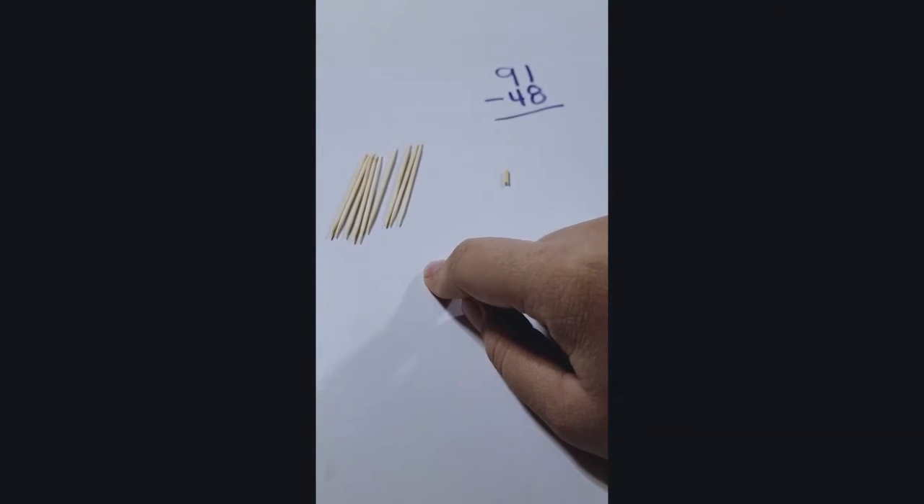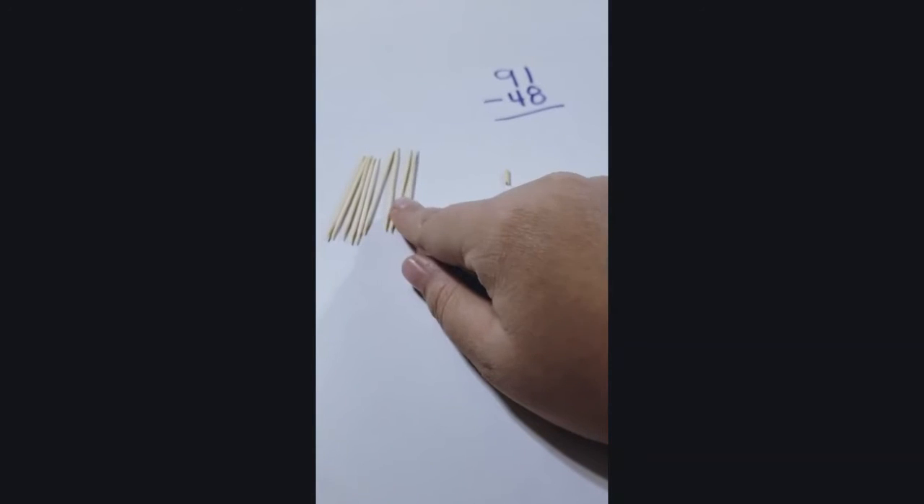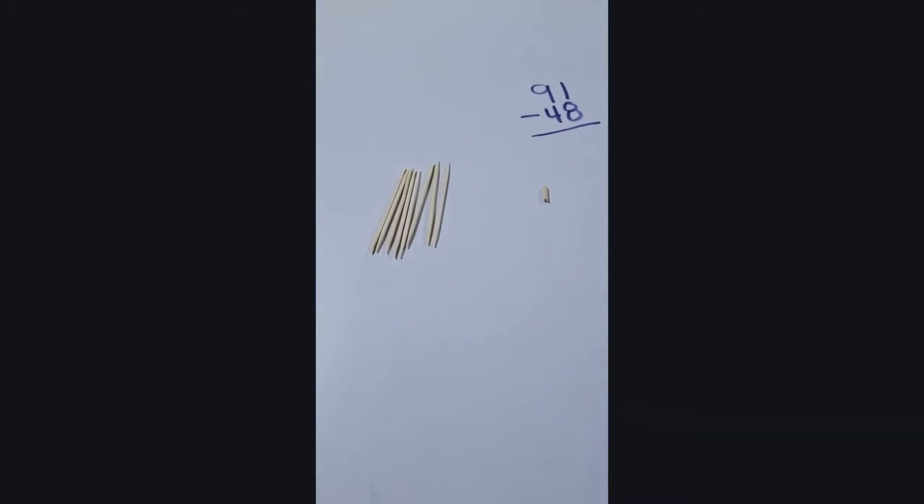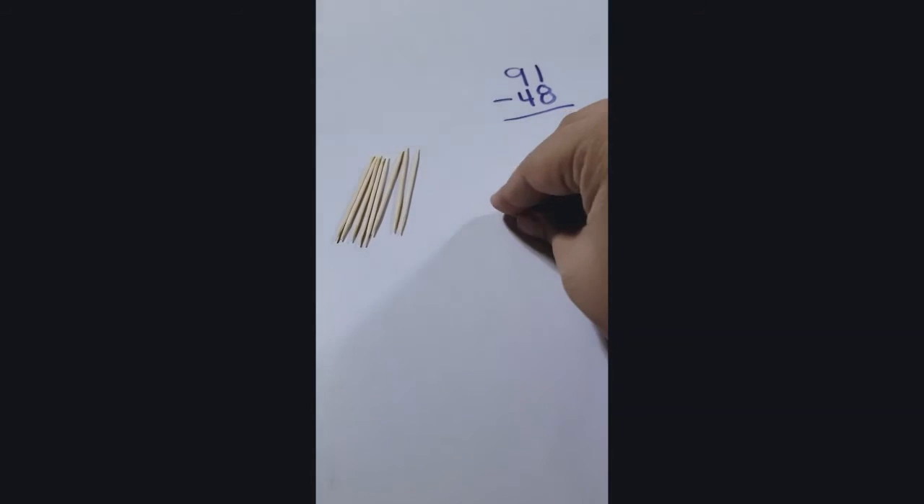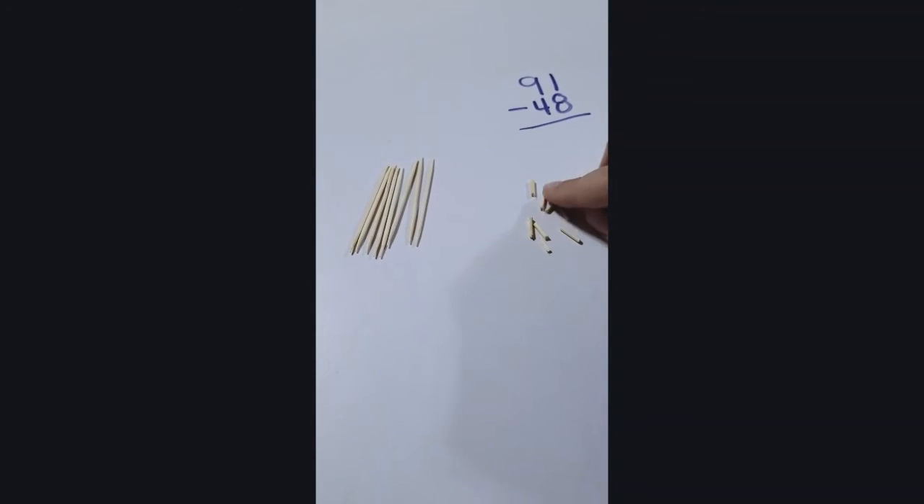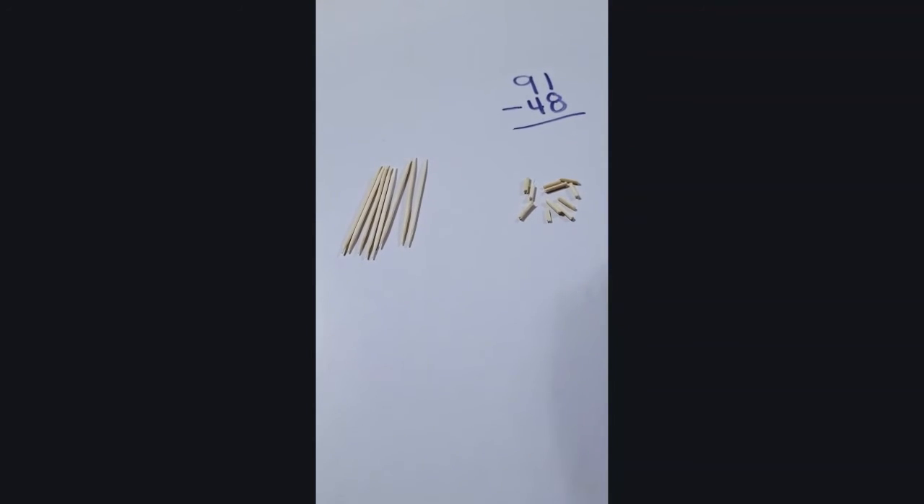And seeing as we can't do that, we're going to have to take one of our bigger toothpicks, because these represent 10, and we're going to borrow from them. We're going to take that 1, and we're going to turn it into 10 ones. And that's right here, 1. So that's going to give us 11 in the ones place.